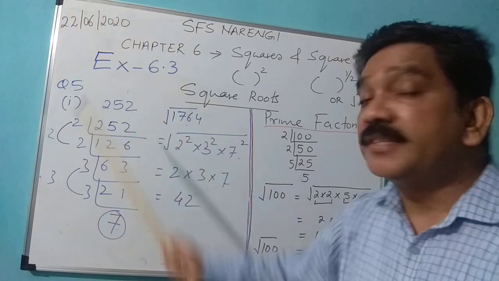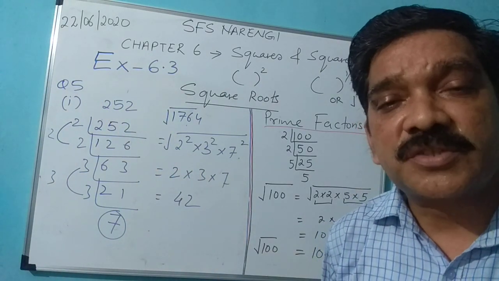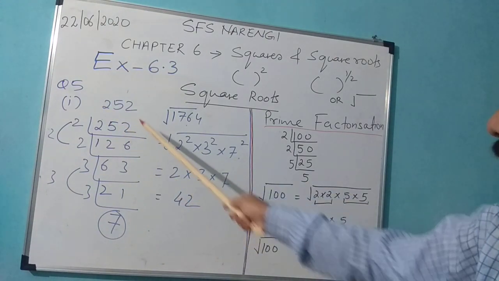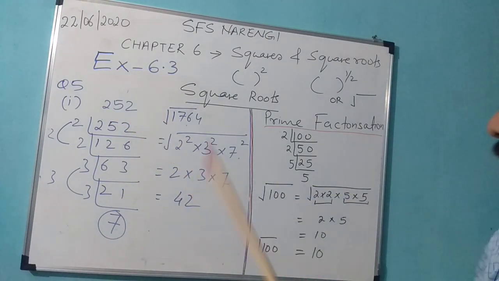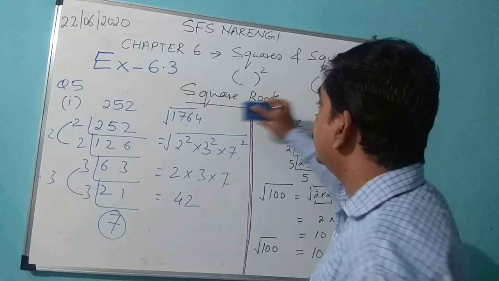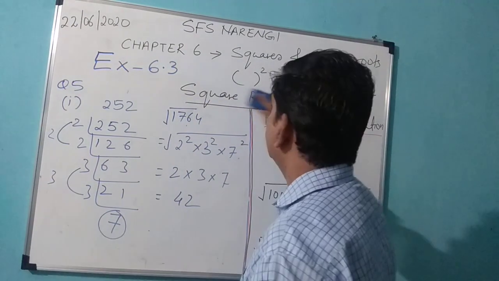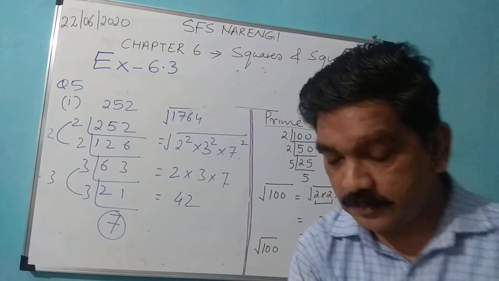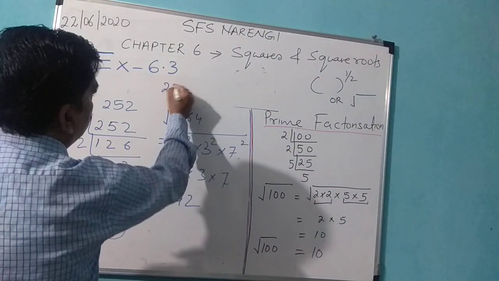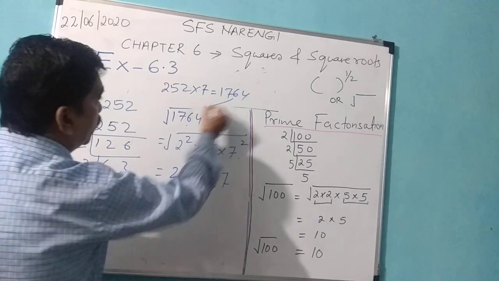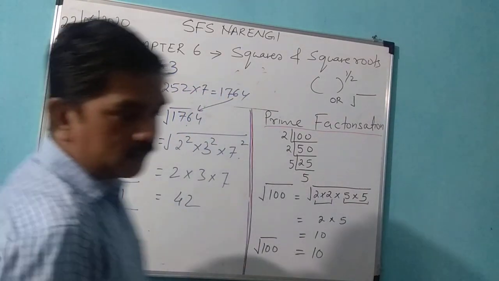Alright. Now question number 6 is based on division. We did question number 5, and this was based on multiplication. See, we multiplied 252 into 7, I got 1764, and the square root of 1764, we have to find it out.